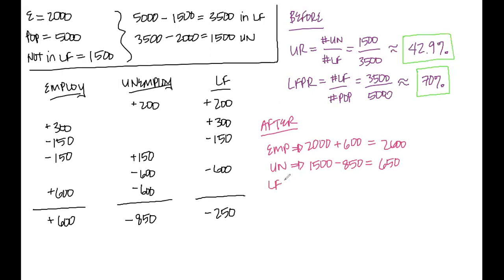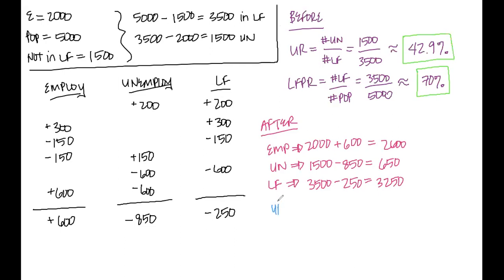And then the labor force changes, we originally had 3,500, and now we're subtracting 250. And that comes out to be 3,250. You also could have calculated that by just adding employed and unemployed. But I also just showed you how to use the changes from the flows. But anyway, now that we have this information, we can use it to construct the new rates.